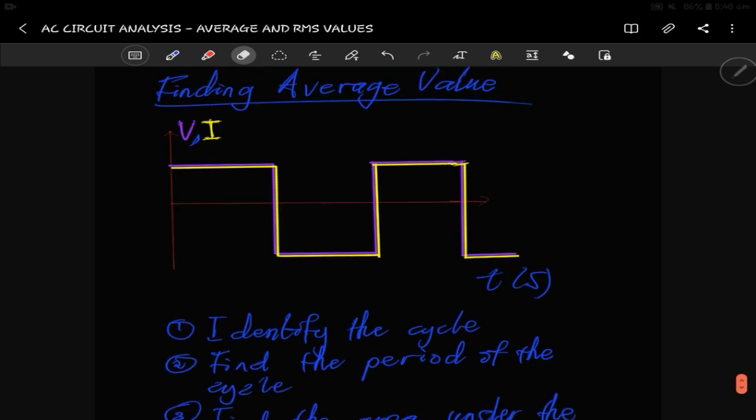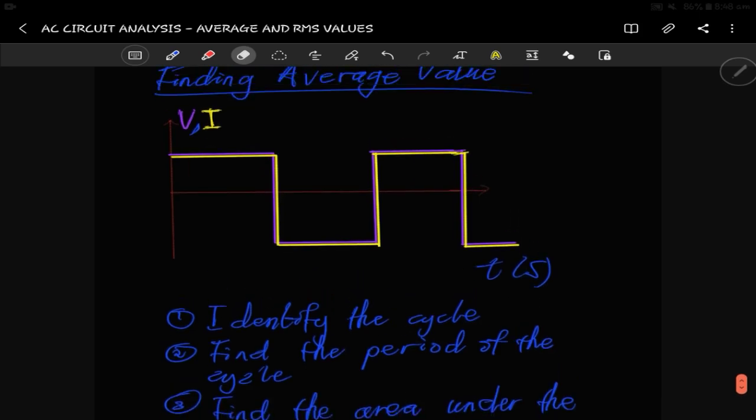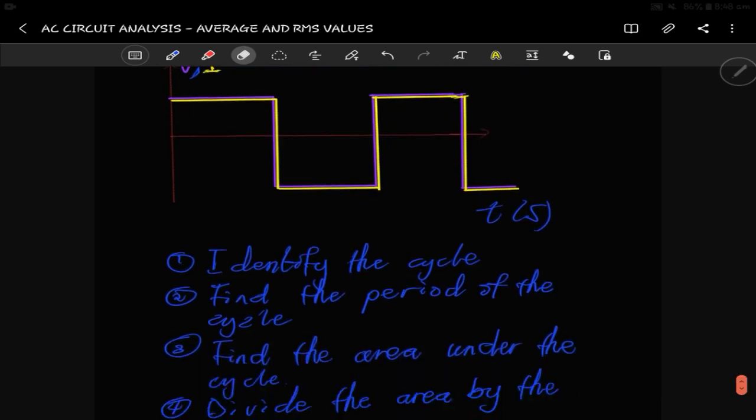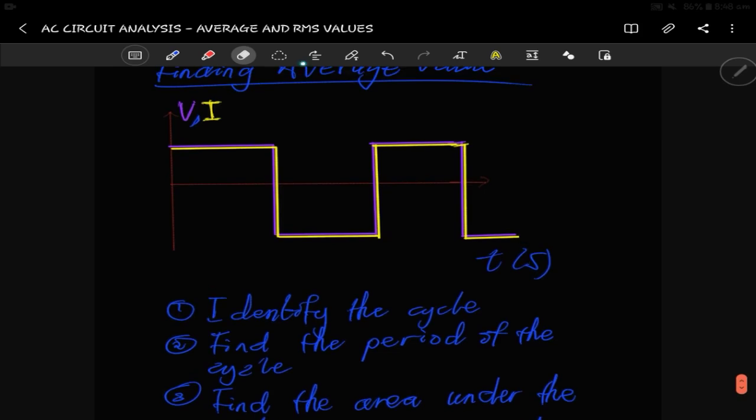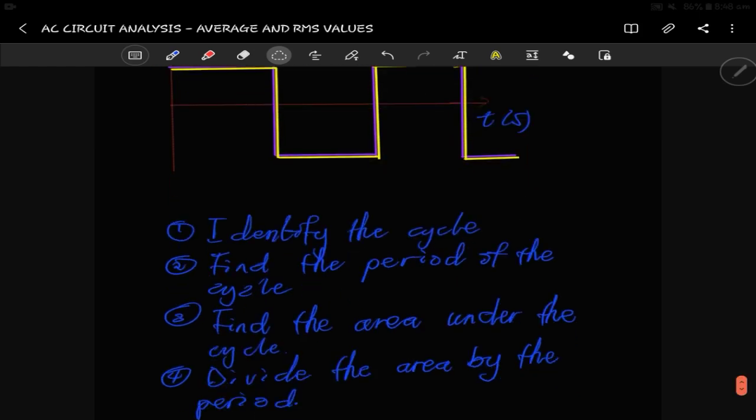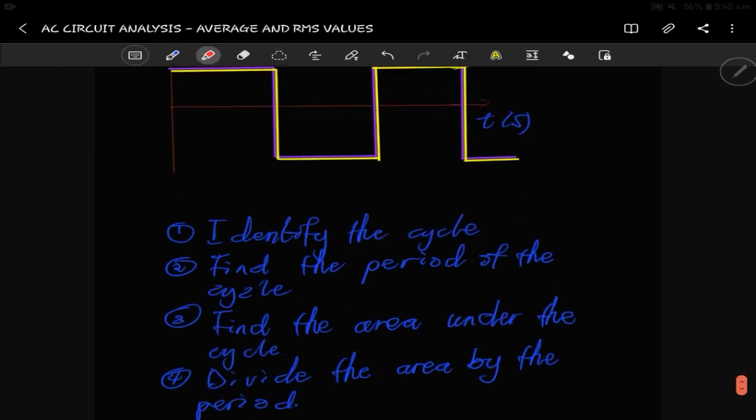And then we find the period, right? The period is the time it takes for it to complete that cycle, right? This right here is time. Let me bring this here, time. And then the next thing it says is that you find the area under the curve, right? The area under the curve. When you find the area under the curve, you then divide that area by the period that you found earlier. Okay, so you are going to use this simple example to get the basics.